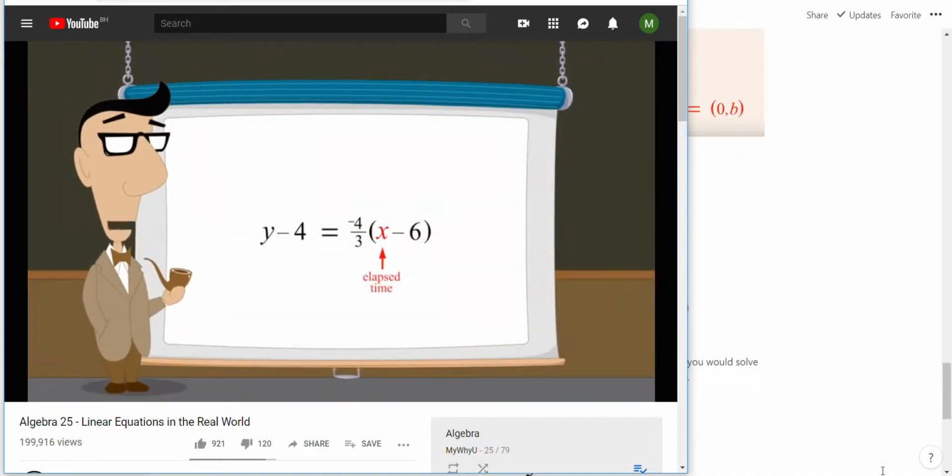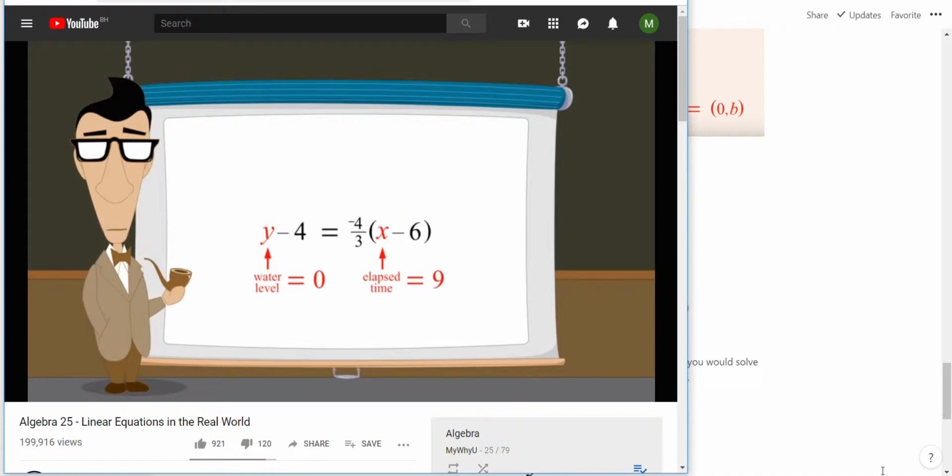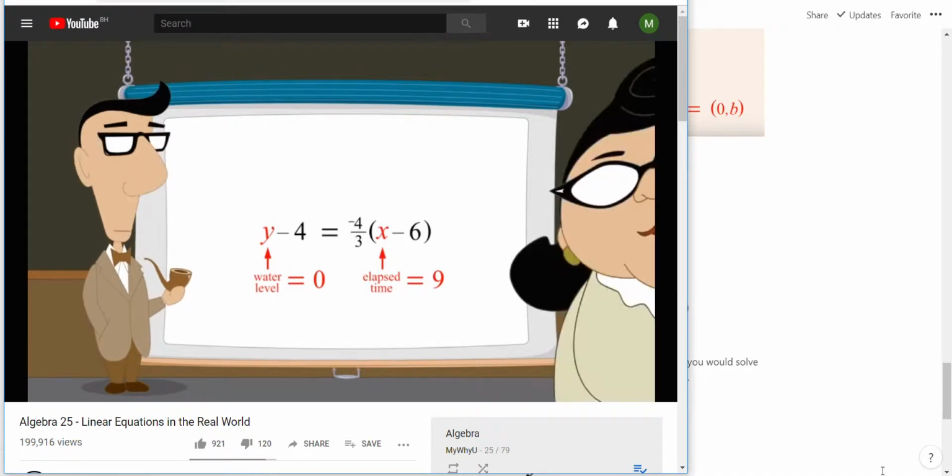Since x is the elapsed time, and y is the water level, this result tells us that when the water level y is 0, the elapsed time x will be 9 hours. Since the drain was opened at noon, the pool will not be empty until 9 o'clock.